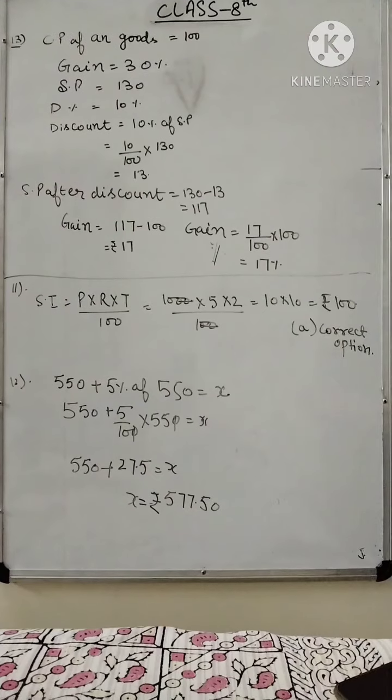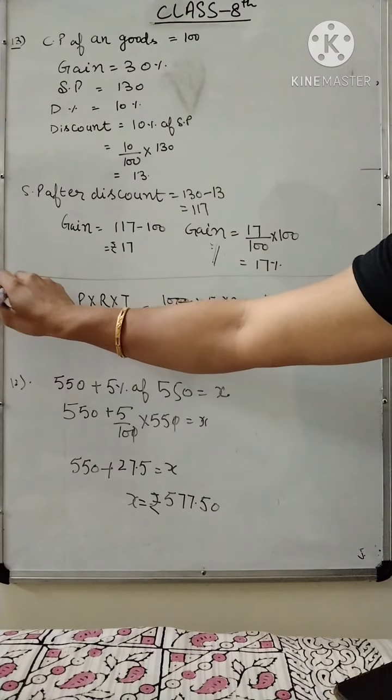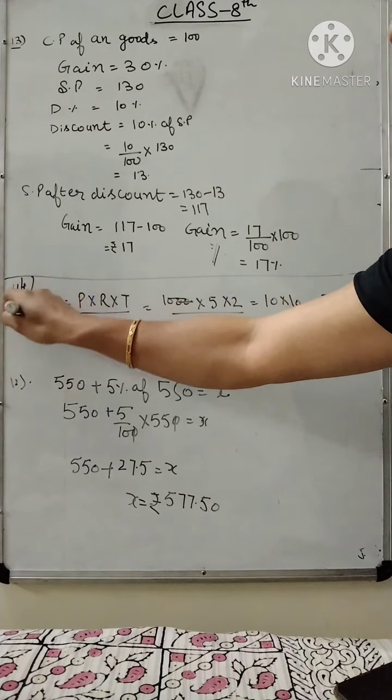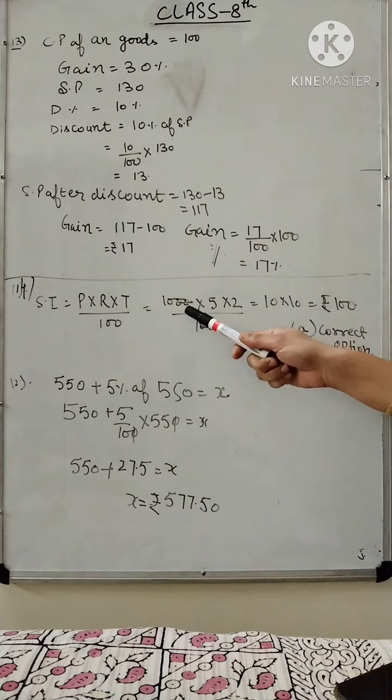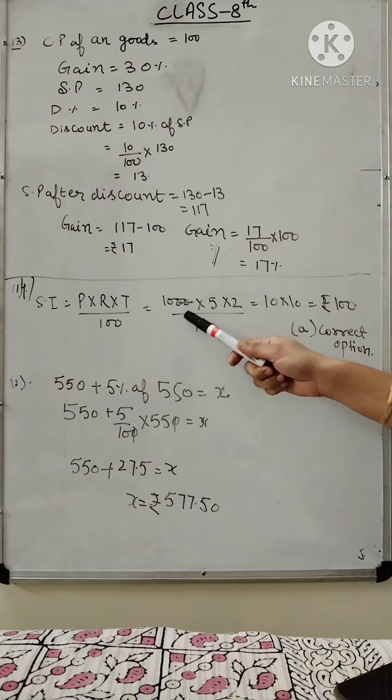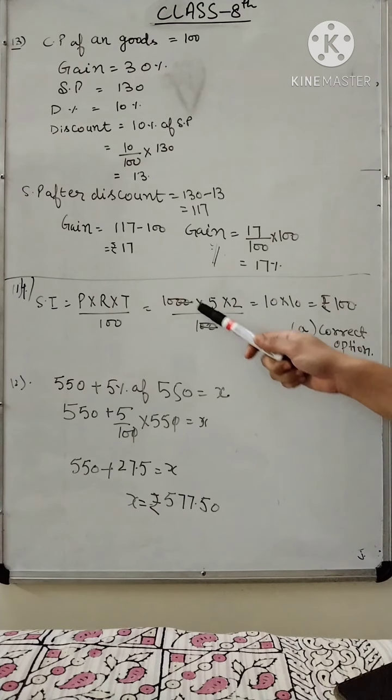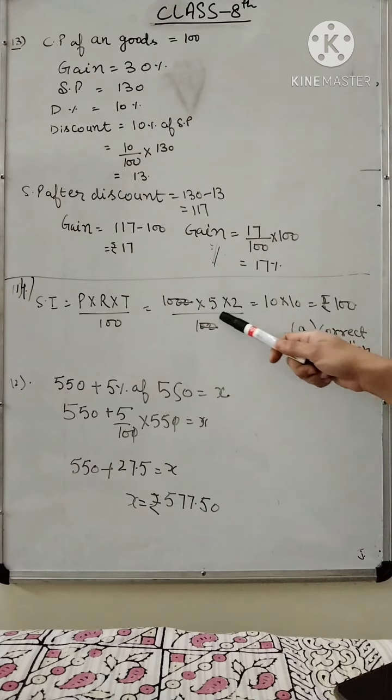Now question number 14. You have to find the simple interest. Principal is given 1000, rate is given 5% and the time period is given 2 years. Solve the calculation, put the values 1000, 5, 2. Zeros cancel, you will get only 10, 5 2s are 10. So answer is coming simple interest only 100 rupees. A is the correct option.